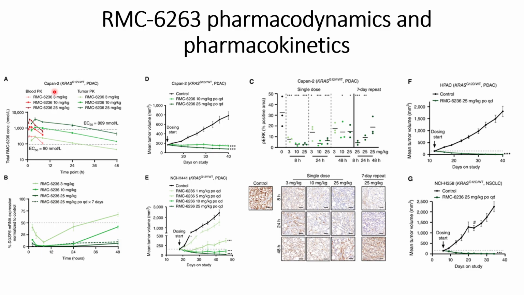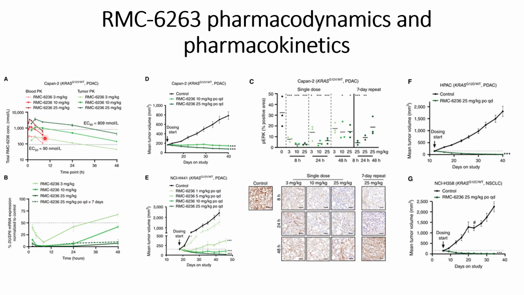They first made this KPN2 xenograft model in mice and then added this drug, RMC-6263, at different dosages of 3, 10, and 25, and then checked the levels of RMC-6263 in the blood and also in the tumors. Basically they are checking the pharmacokinetics. Pharmacokinetics means what the body does to the drug, that is, how long the drug can survive within the body.